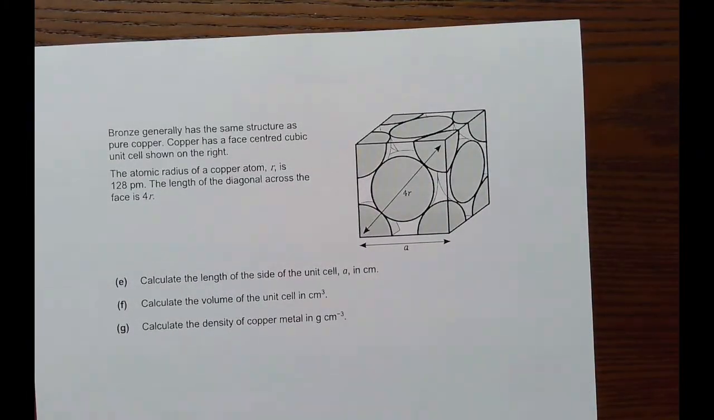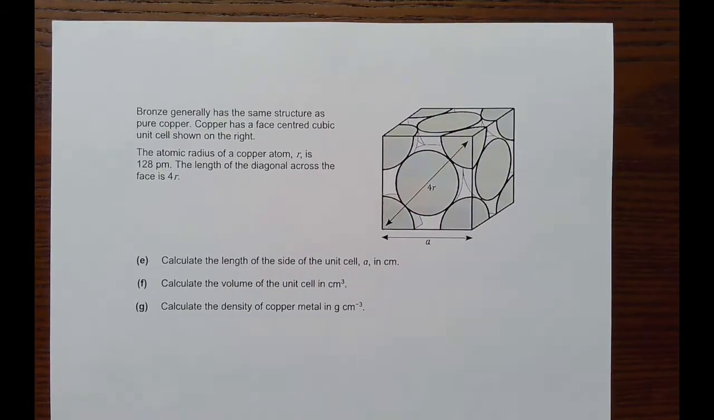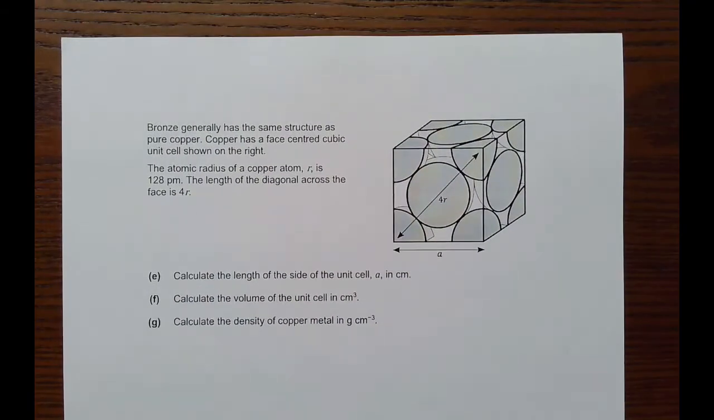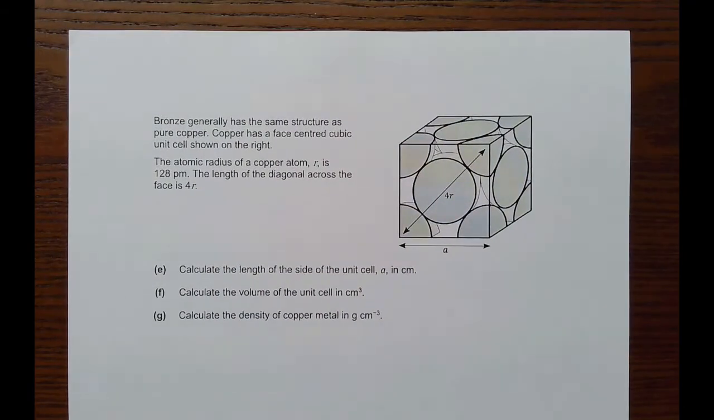So now we move on to unit cells. Bronze generally has the same structure as pure copper. Copper has a face-centered cubic unit cell shown on the right. These questions, if you've not done these kinds of questions before, they can be a little bit tricky, but once you realise how they work, they can actually be quite a lot of fun.